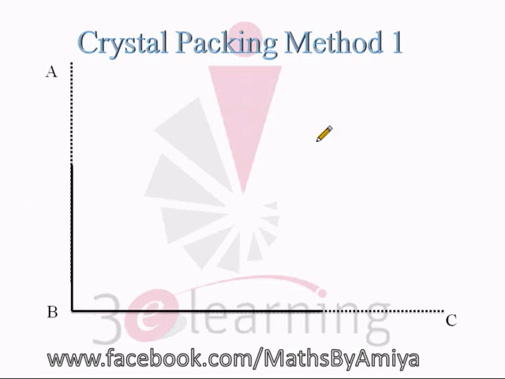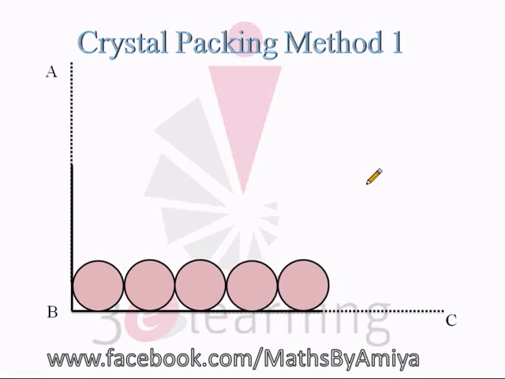Crystal packing method 1. Assume this is my crystal of some length. I am not fixing the length; you can take any length in the horizontal or the vertical, and you have a height. What we have to do is put the circles inside this box. The box is closed, presume. So our first aim is to put as many circles as we can in the bottom, depending upon the length of BC and the radius of the circles given.